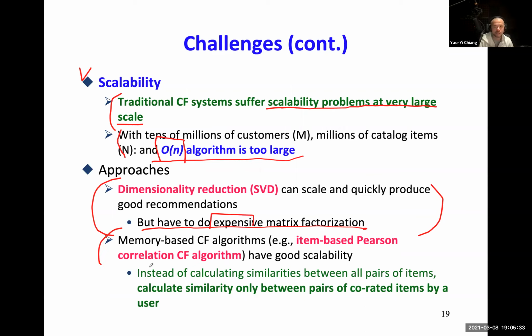Memory-based CF algorithms could have good scalability, but for this you would use the item-based method. So instead of calculating similarity between all pairs of items, you calculate similarity only between items that are correlated by a user, right? So this will give you much better scalability.